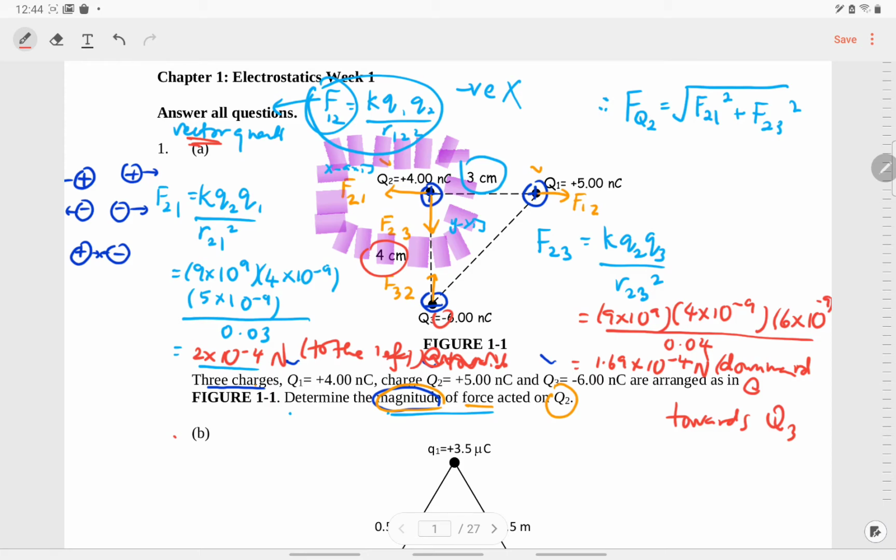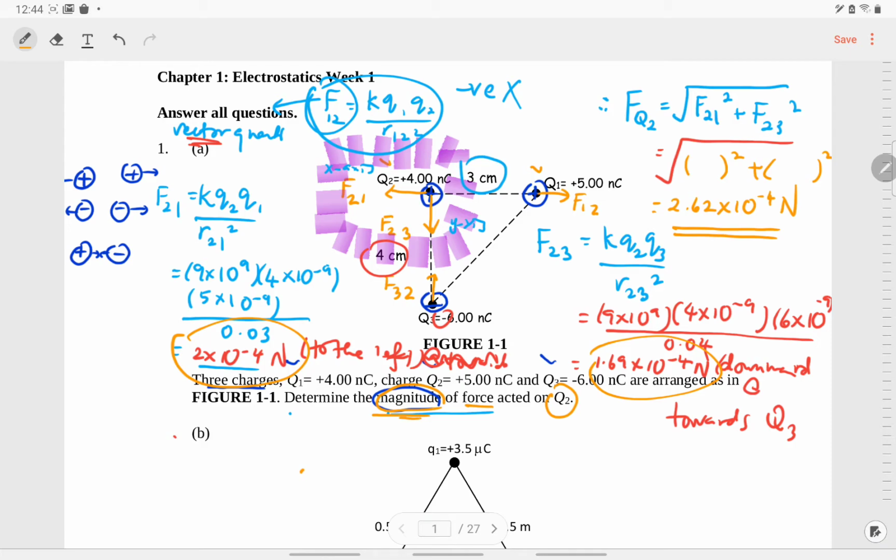So since kita pun dah dapat value of F21 and F23, ni value F21, substitute kat sini. Square kan. And then substitute juga value of F23 here. Jangan lupa. And then kira, you akan dapat 2.62 times exponent negative 4 Newton. So tak payah cari direction lah, because soalan dia just nak cari magnitude.